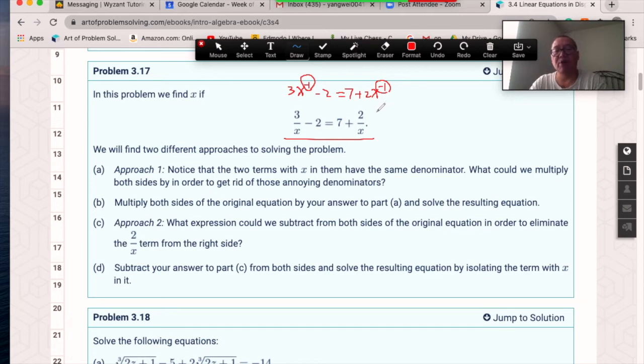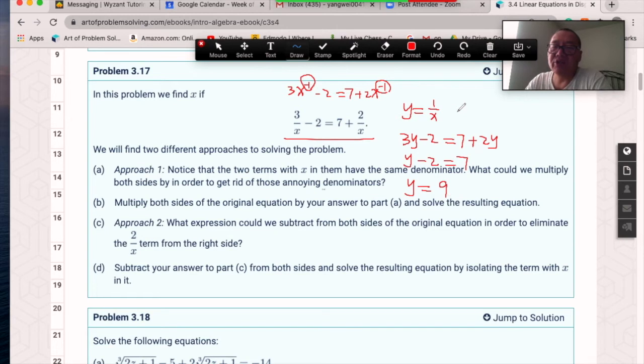But to solve this problem, you can do a variable substitution. You can set y equals 1 over x. This way, you plug y in to replace 1 over x in this equation, then get 3 times y minus 2 equals 7 plus 2 times y. Okay? Then both sides minus 2y. You get y minus 2 equals 7. So then both sides plus 2, you get y equals 9.